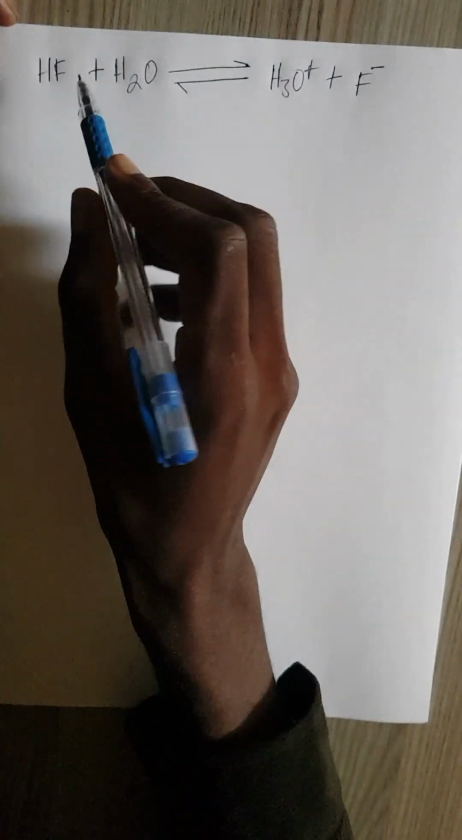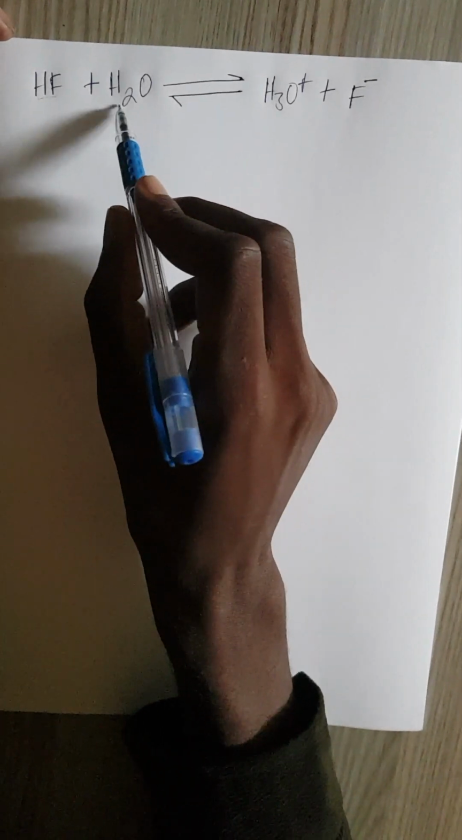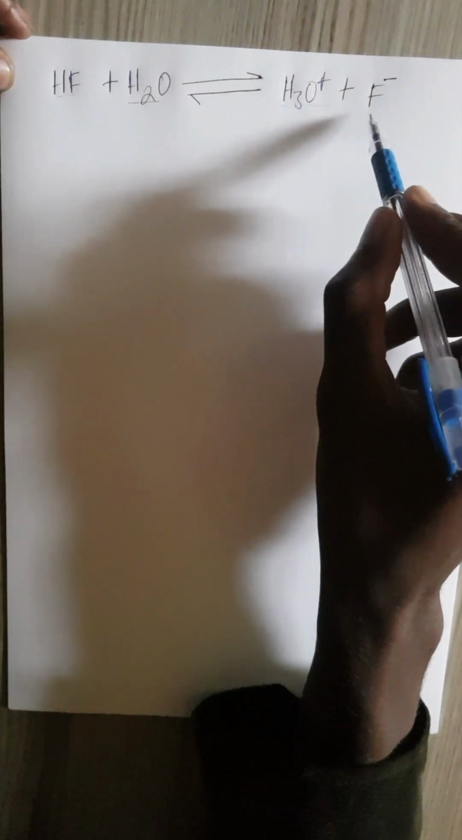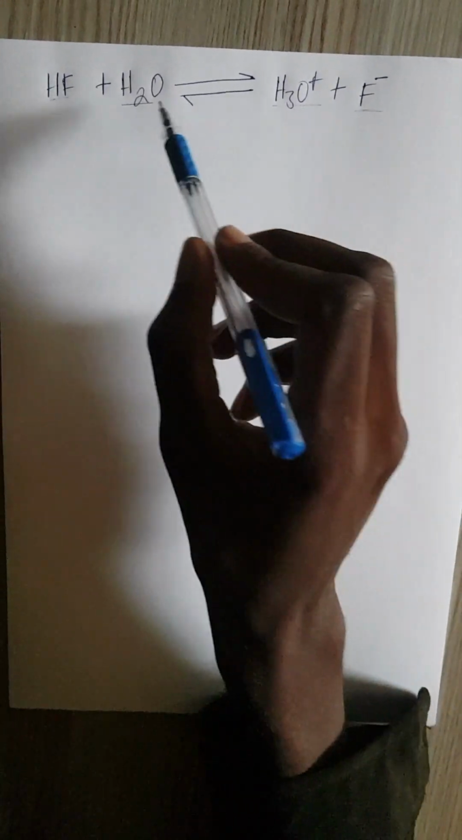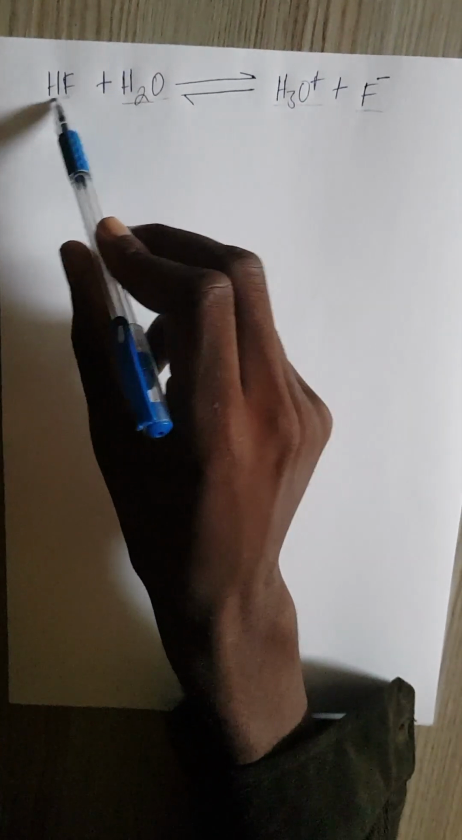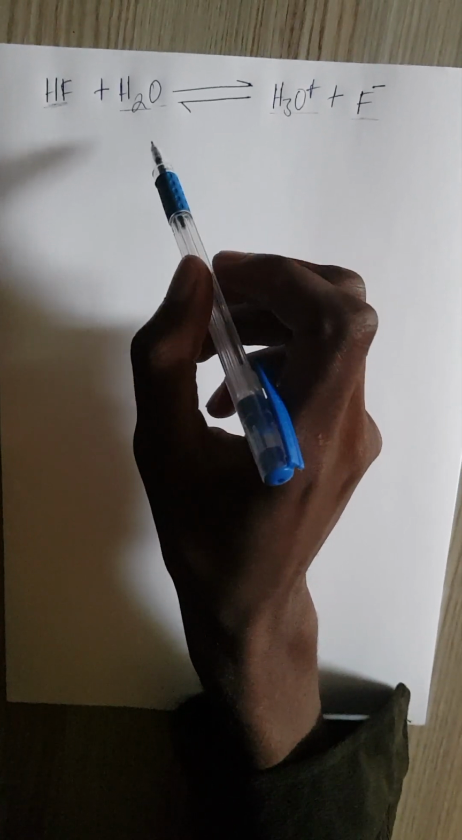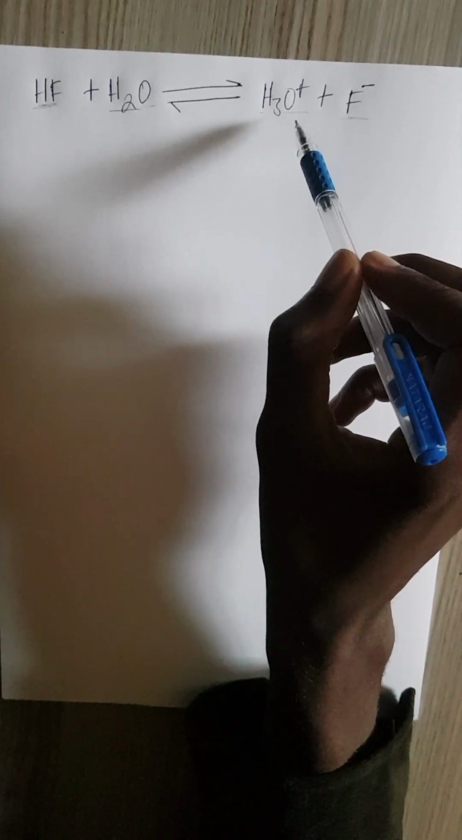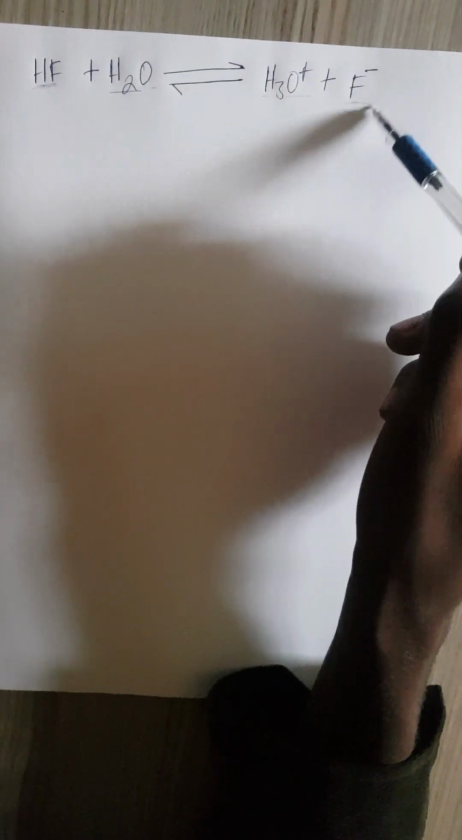Good morning, guys. In this video I'm going to show you how to derive the Henderson equation for acidic conditions. So in this case you're reacting a weak acid, which is hydrofluoric acid, with water to form hydronium ion and the conjugate base. So water is acting as a base, this one is acting as an acid, and we are forming a conjugate acid and a conjugate base.